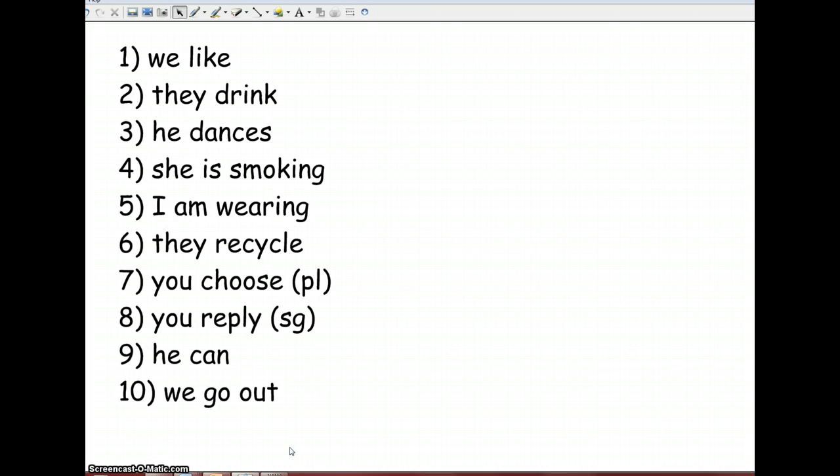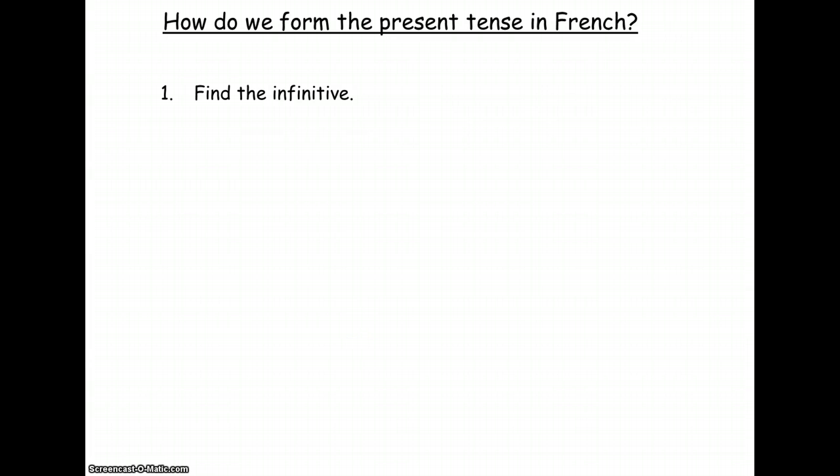Okay, so if we take number 1, we know it's present tense because it's talking about a current state or fact. Now that's true at the present time, so it must be present tense. If we go back to our PowerPoint, the first thing we need to do is find the infinitive. And we would do that by looking it up in a dictionary.